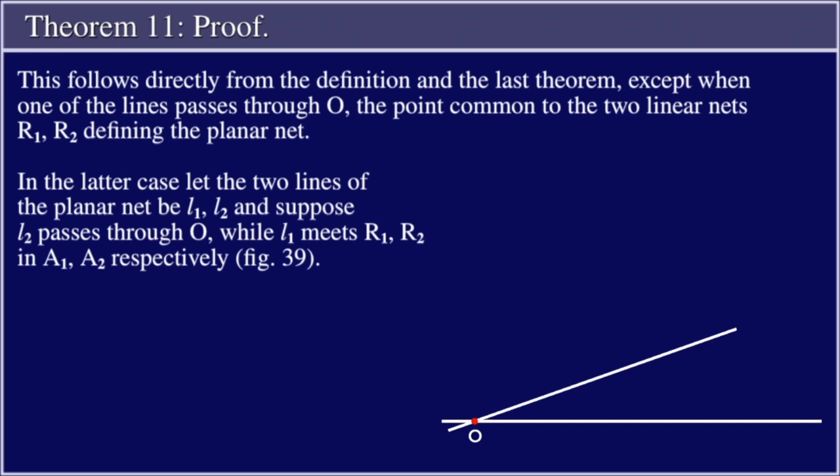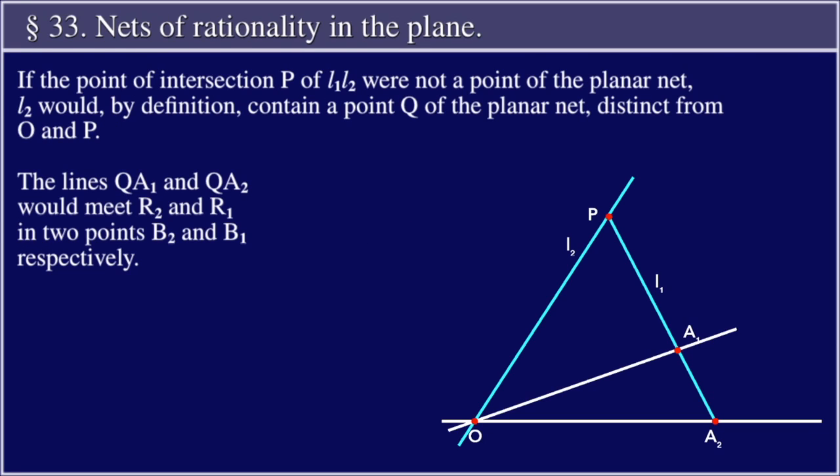In the latter case, let the two lines of the planar net be L1, L2, and suppose L2 passes through O, while L1 meets R1, R2 in A1, A2, respectively. Figure 39. If the point of intersection P of L1, L2 were not a point of the planar net, L2 would, by definition, contain a point Q of the planar net, distinct from O and P. The lines QA1 and QA2 would meet R2 and R1 in two points B2 and B1 respectively.